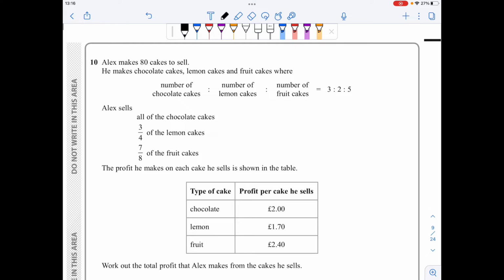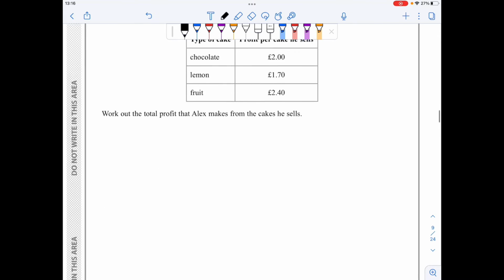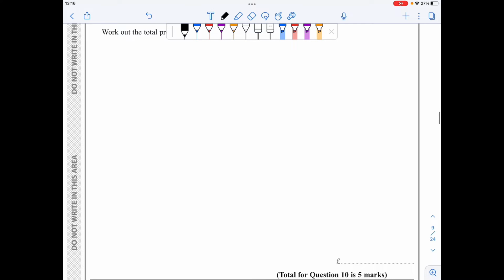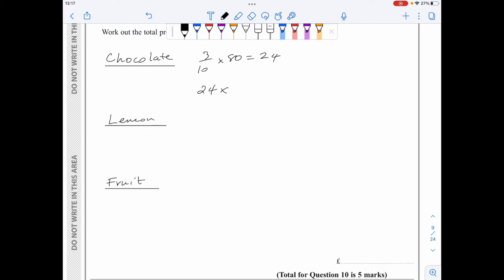In question 10, I'll start by adding 3, 2, and 5, which will give me 10 parts in this ratio. And then I'm going to work separately for the chocolate, lemon, and fruit cakes. Now 3/10 of 80 is equal to 24. So the total number of chocolate cakes is 24. All of them are sold. So 24 times 2 pounds will give me 48 pounds.